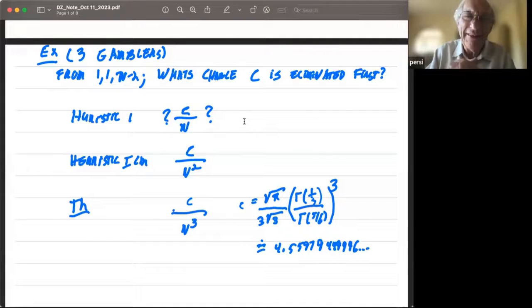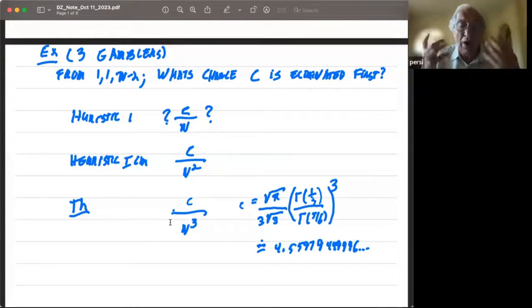And in this problem, what's the chance that the big player is eliminated first? The ICM predicts that the chance the big player is eliminated first is constant over N squared. And math says something else. Math says the answer is constant over N cubed. And so that's a theorem, actually.